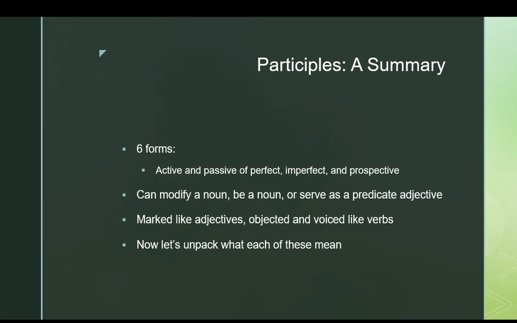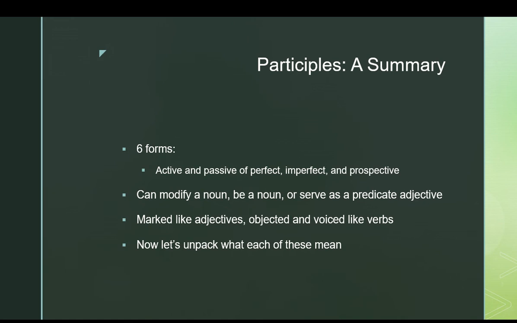In summary, participles have 6 different forms. Asterisk. There's another one we'll get to later that falls a bit outside the mold. They come in 2 voices, active and passive, much like other forms of Egyptian verbs like the circumstantial. They also come in 3 sort of temporal forms. You have the perfect, the imperfect, and the prospective.